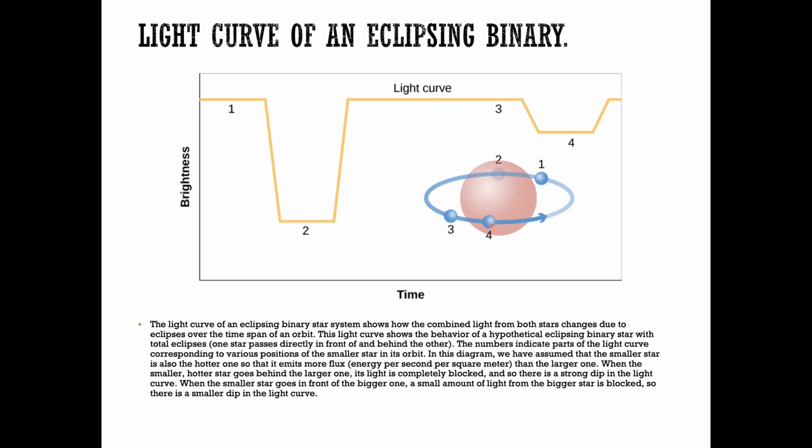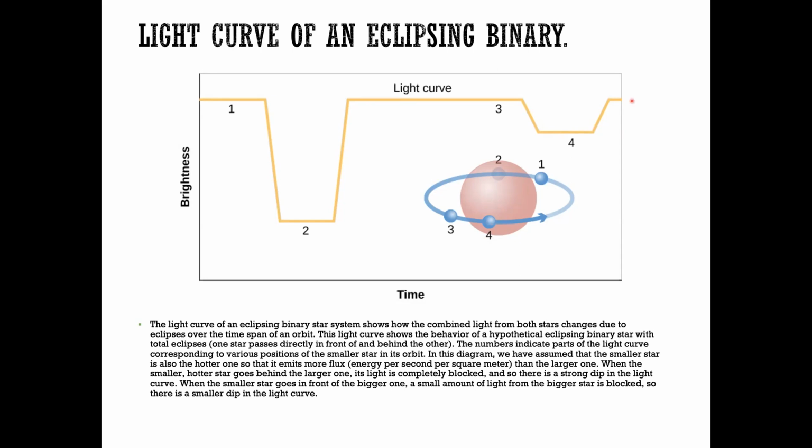And because of that, you will get the complete brightness from the blue star, and a small part of the red star will be covered. So then there is a drop in the brightness, right? So there is a small drop like that.